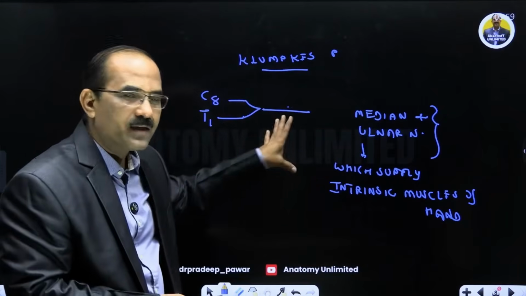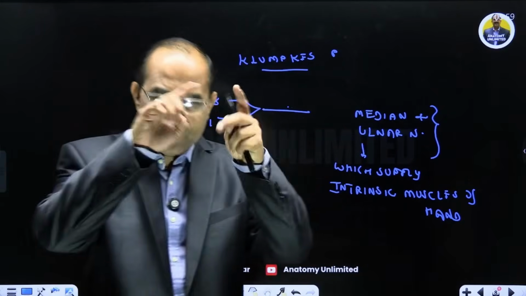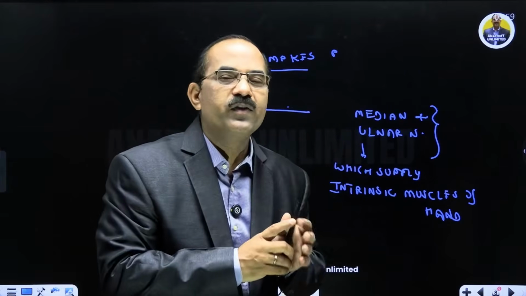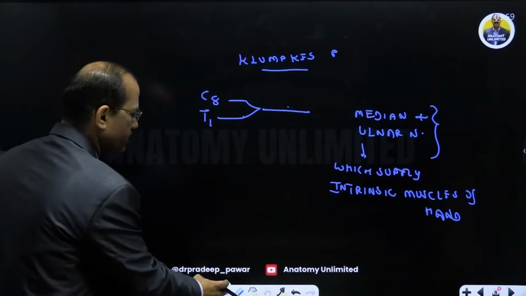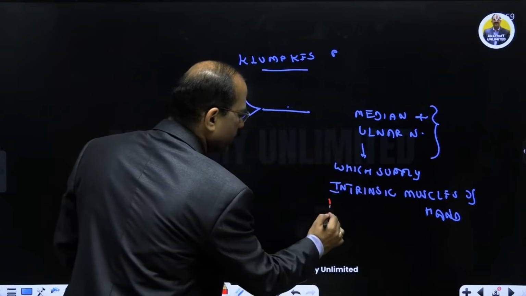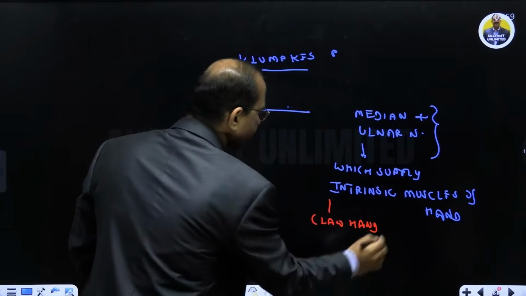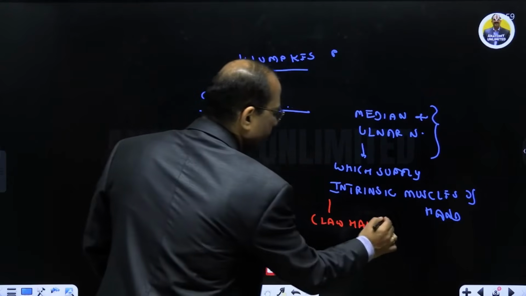The lower trunk, C8 and T1, mainly supplies the intrinsic muscles of the hand. So what do we get? We get a claw hand. What do we get here? Claw hand. This is involvement of T1.